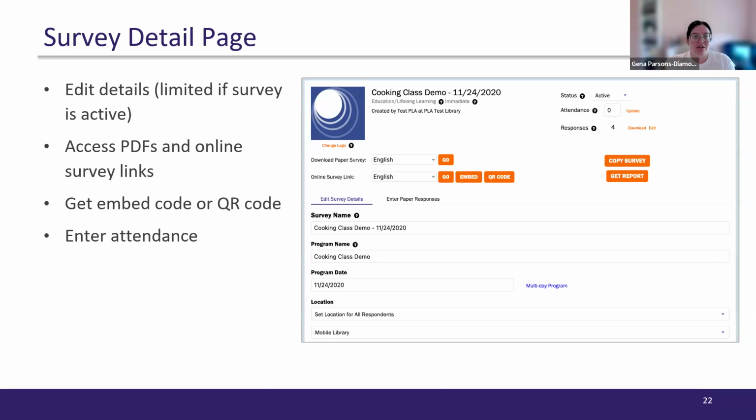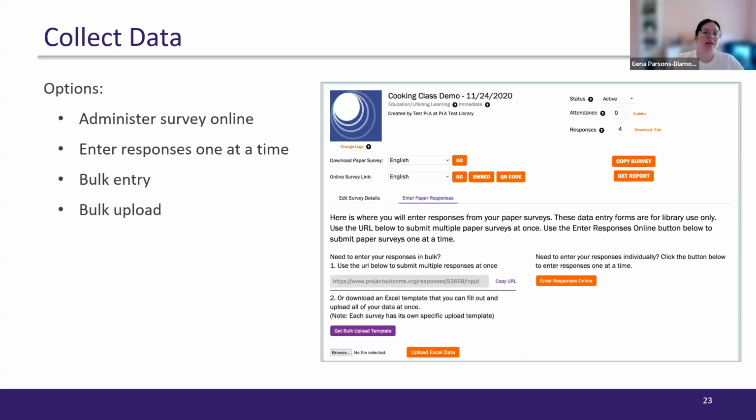And I just want to call out that you can enter the program attendance in the top right, so you can calculate that survey response rate. So again, we have several ways of collecting and entering survey response data. The first is if you use the online survey via survey link, QR code, or embedding, the data will be automatically entered into the project outcome system. You don't have to do any additional work.